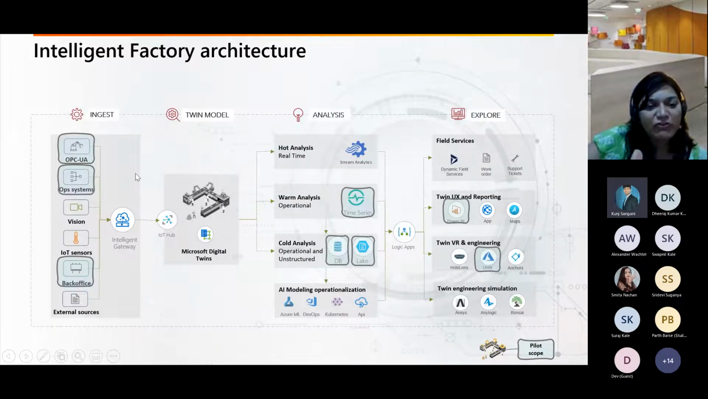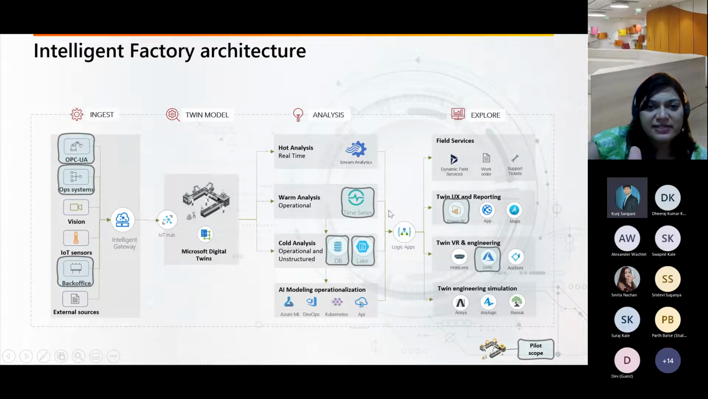You ingest data from a variety of sources. So it could be OPS systems, vision cameras, IoT sensors, external sources, your machine related data, right? So machine related streaming data from your RFID scanners or your IoT automation gateways. And you have a gateway which will transmit the data to your Azure IoT Hub. You can have digital twins optionally if you want to have replicas of your production lines.